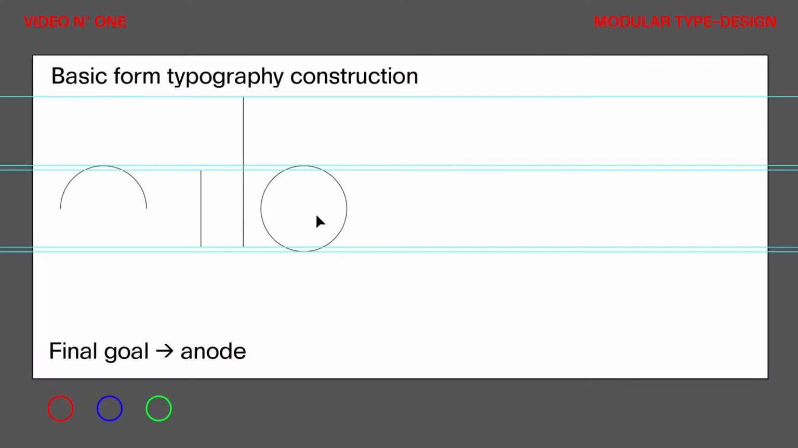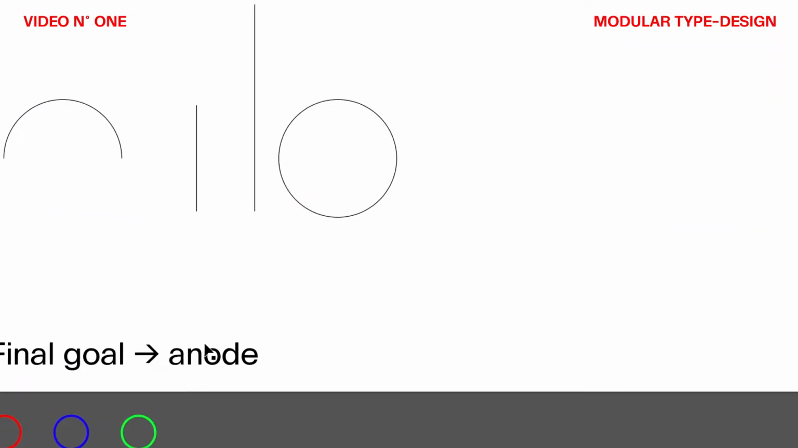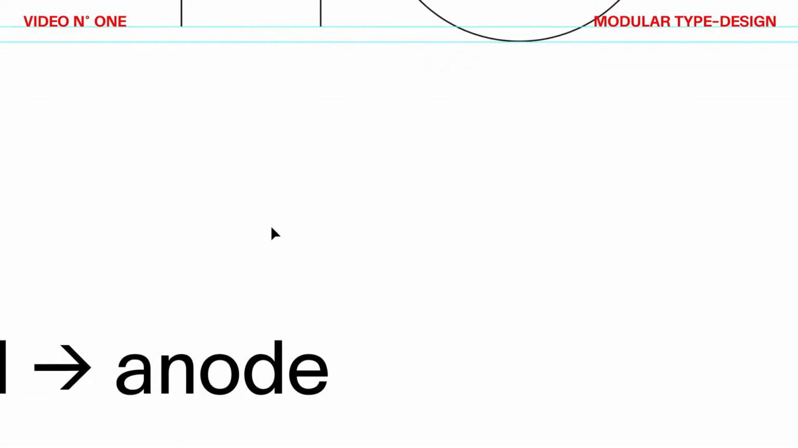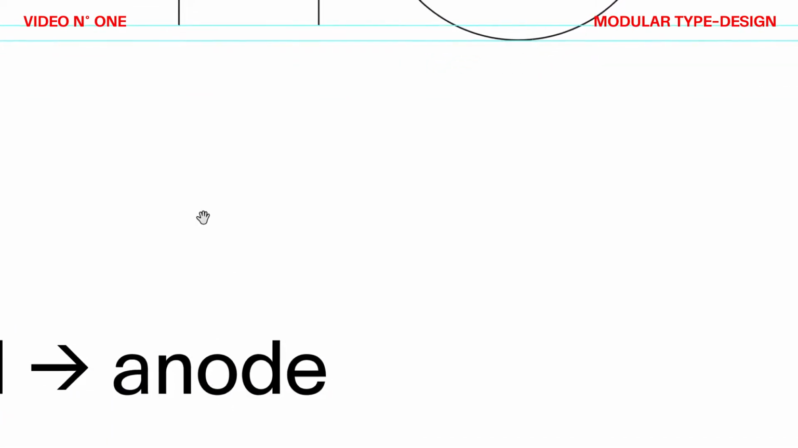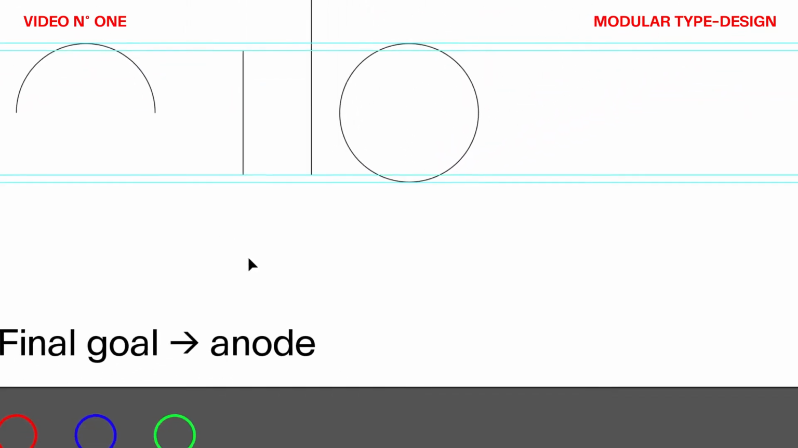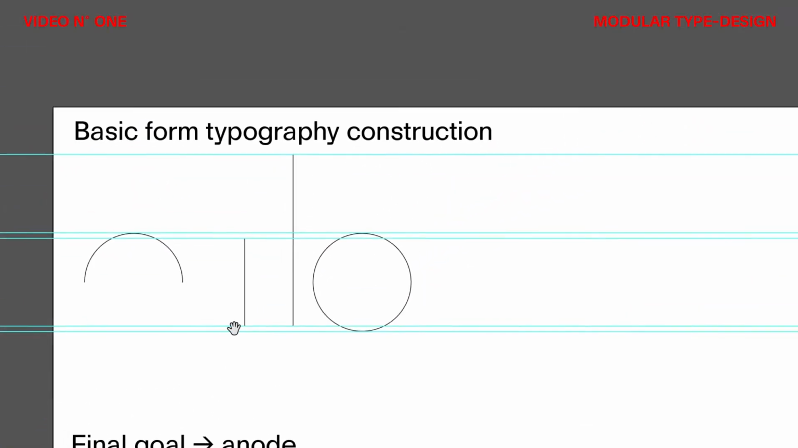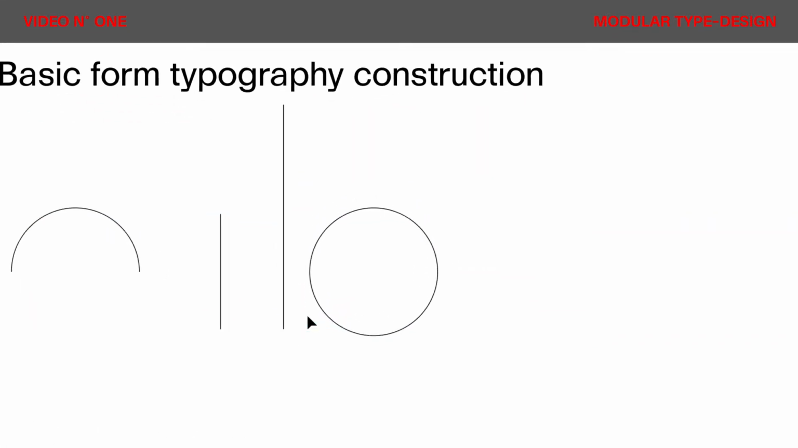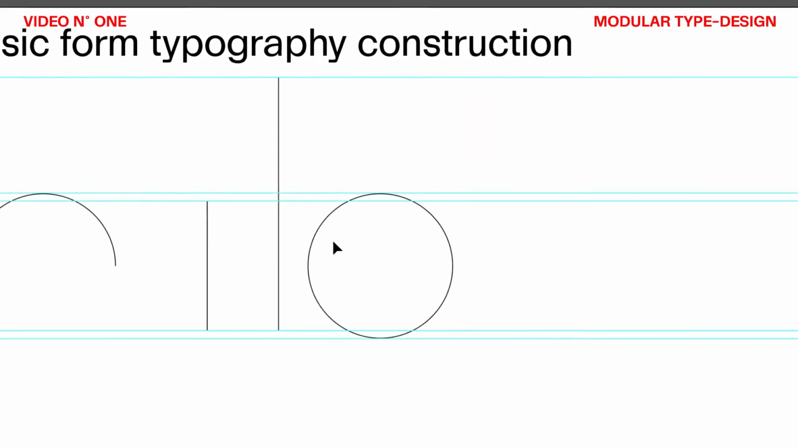So here we're going to try to make the first 5 basic letters, and this is the result we're going for: the A, N, O, D, E. We're going to try and make a proper font, like a Helvetica style font, but this is a font I'm building right now.